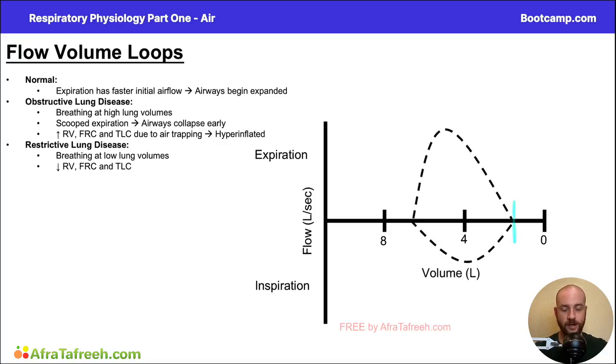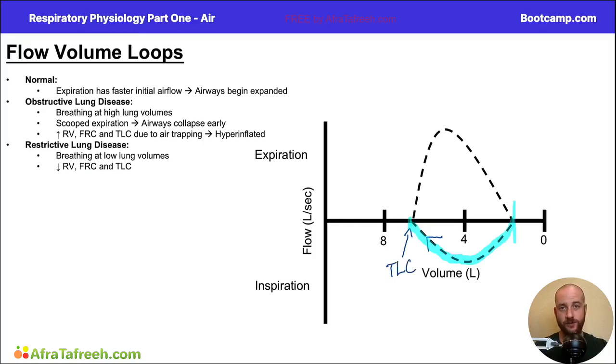We're going to start down here, and as we're inspiring, we're increasing the amount of air that has flowed into the lungs, and we're also increasing our flow rate. Then, as we keep inspiring, eventually we're reaching total lung capacity and our flow rate starts to decline. So again, during inspiration, our curve is moving this way as we are inspiring air, and we're ending at this point right here, which represents our total lung capacity.